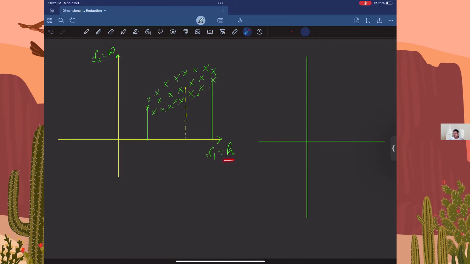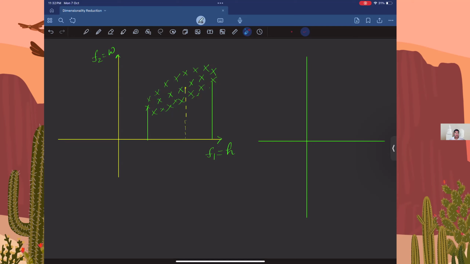This is my height, h means height, and this is my weight. This is a two-dimensional vector that I am right now discussing, which is height is my one feature and weight is my second feature. And these could be in any scale. I don't care what the scale is.